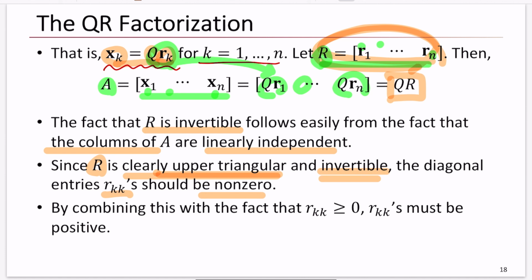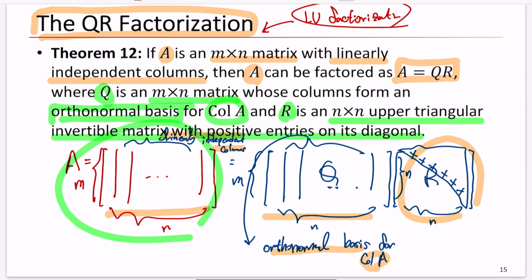Why? Because this is the R matrix. R is an n by n matrix. It means that it's a square matrix, so it follows the invertible matrix theorem. So there should be non-zero entries on the diagonal. Combining this with the fact that rk is larger than or equal to 0, rkk must be positive. So anyway, there exist the matrices Q and R coming from matrix A. That is a QR factorization. Anyway, we will use this theorem to factorize matrix A and B.